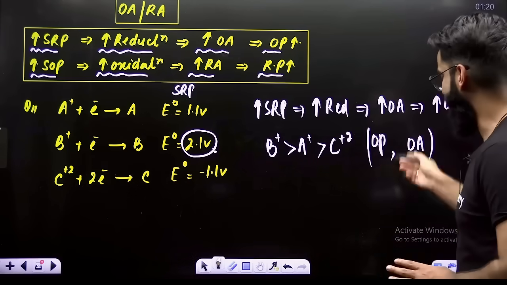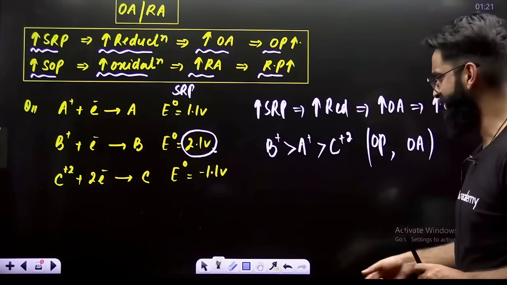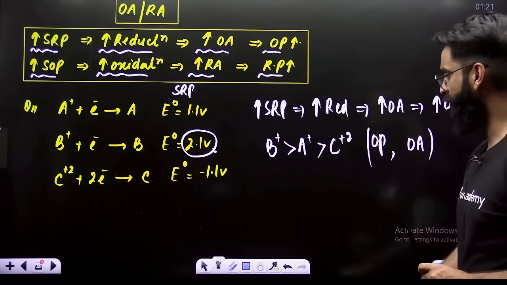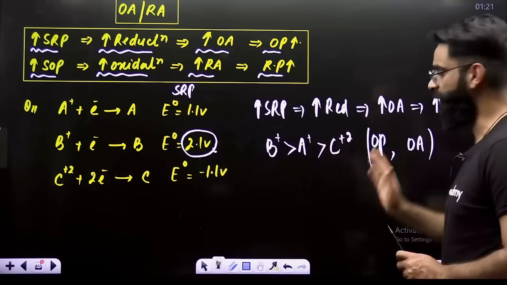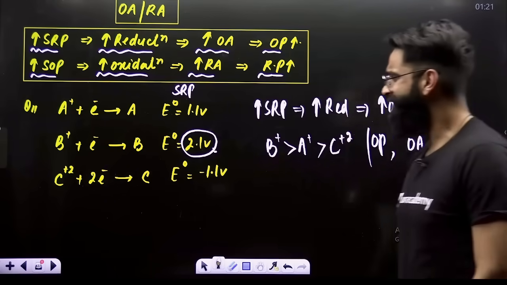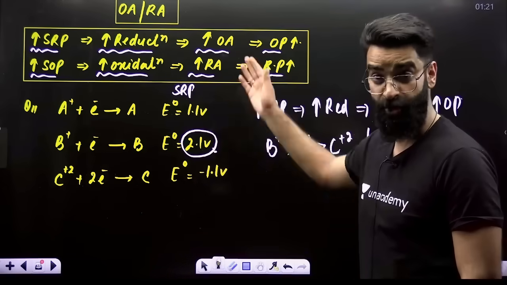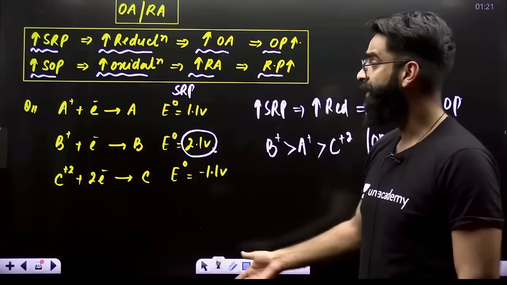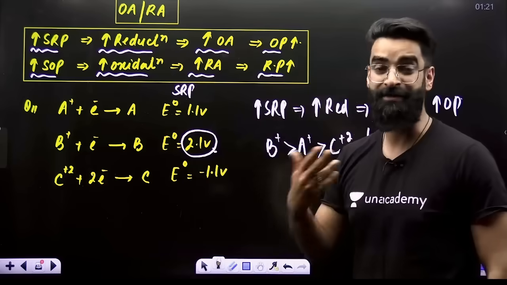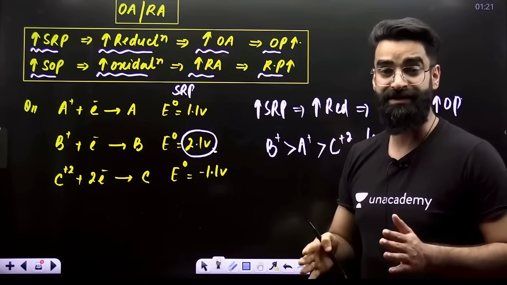Okay, right? If they ask you which of the following is the better oxidizing agent, you will say B positive is the better oxidizing agent, followed by A positive, followed by C di positive, right? Similarly, my dear students, they can give the reactions in the reverse format, wherein SOP will be given. And if SOP is given, you can talk in terms of reducing power as well. I believe this sort of a question is clear to everyone.